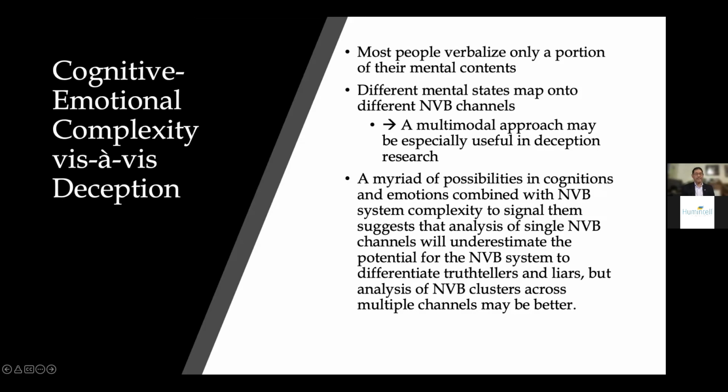Different mental states map onto different nonverbal channels. Emotions happen to go out into our faces. Other kinds of cognitions go out in our faces and our gestures and our body movements. Some other types of physiological arousal go out in the rest of our body movements and our hands. So different mental states map onto different nonverbal channels.